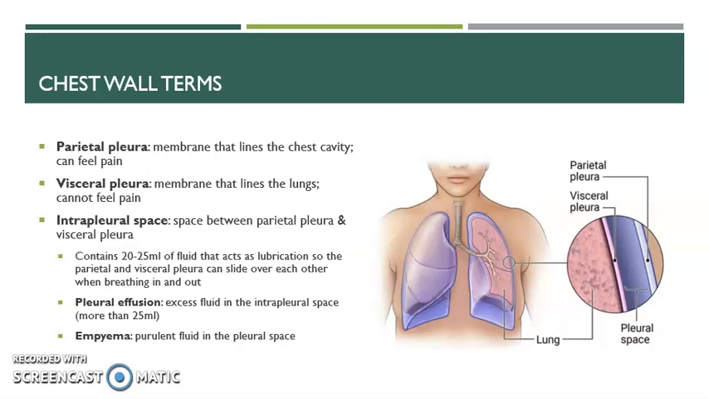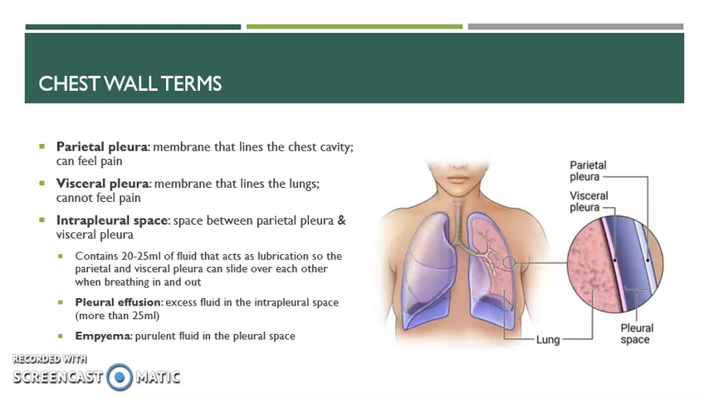The intrapleural space contains a tiny amount of fluid, only about 20 to 25 milliliters. The purpose of this fluid is to act as a lubricant so the 2 membranes can easily slide over each other as the patient breathes in and breathes out. If we have more than 25 milliliters of fluid in that intrapleural space, it is considered a pleural effusion.